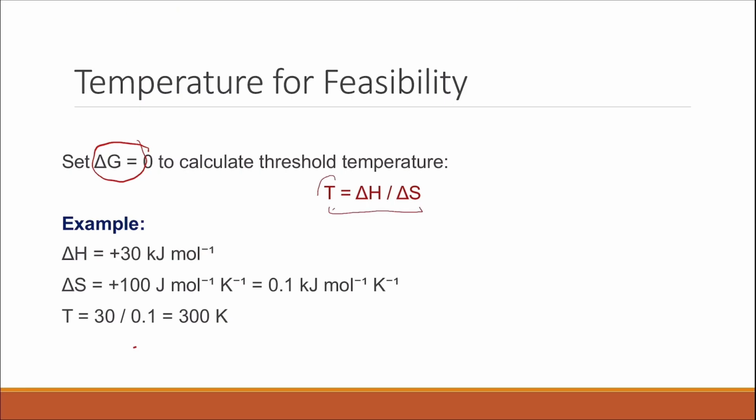You're going to find that the T, which is the temperature in Kelvin, will equal delta H, which is the enthalpy change over the entropy change. For example, if you have a reaction where the enthalpy change is plus 30 kilojoule per mole, so this is endothermic, and then the delta S is plus 100 joule per mole per Kelvin, which when we divide this by 1,000, is 0.1 kilojoule per mole per Kelvin. Then the temperature will be 30 divided by 0.1.